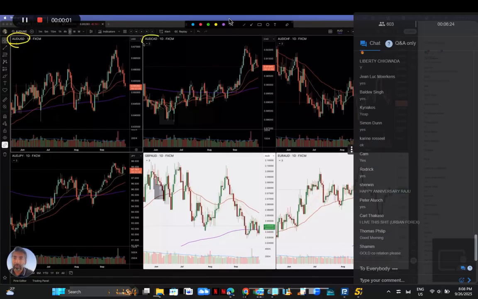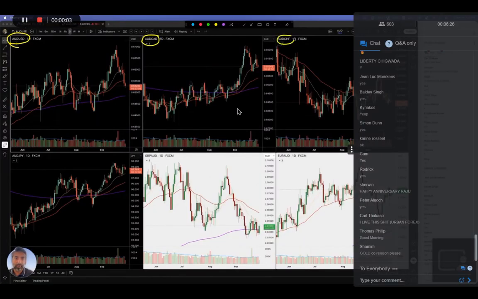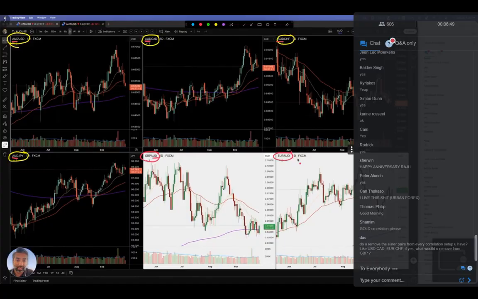To celebrate: Aussie CAD, Aussie Swiss, Aussie Yen, Pound Aussie, and Euro Aussie. Notice in these 6 pairs, I have Aussie on the left side in the beginning, but then on these 2 different colored ones, Aussie's on the right side. It's not on the left side, it's on the right side.